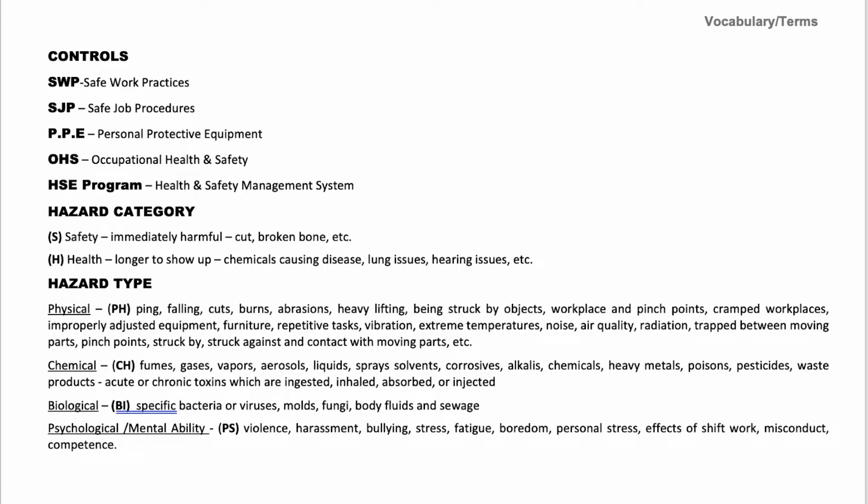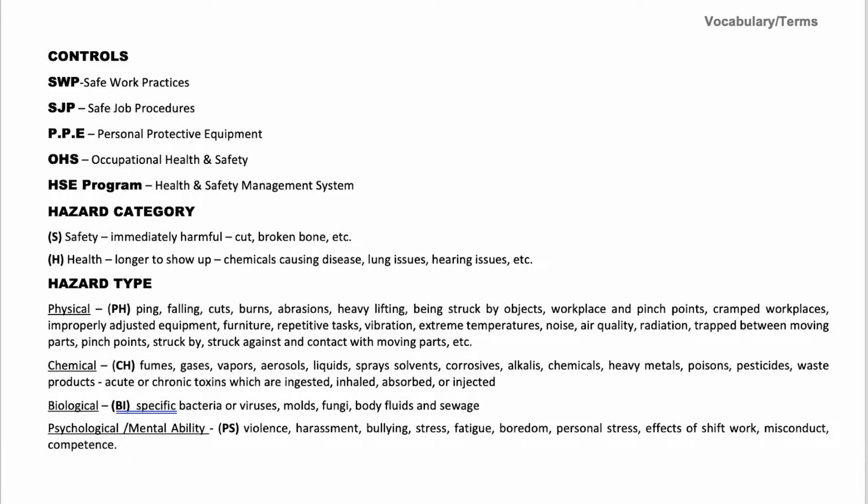The next thing that I want to go over is the hazard category. So there are 2 hazard categories. There is safety, which is immediately harmful, such as a cut, a broken bone. And then there is health. So we will symbolize this by H. We will symbolize safety with S.